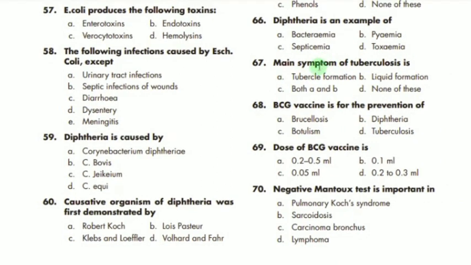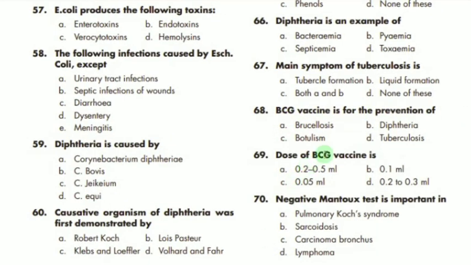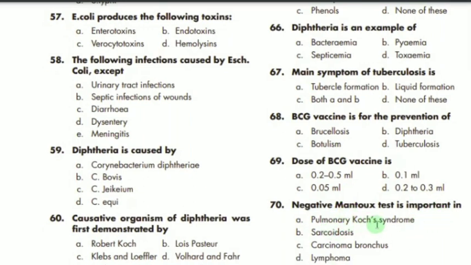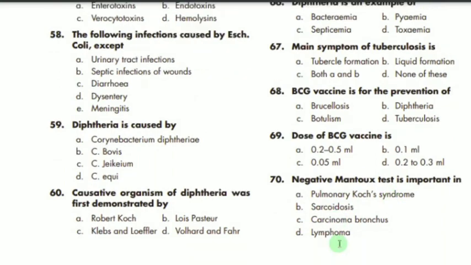67 MCQ says that the main symptom of tuberculosis is tubercle formation. A is the correct option. 68 MCQ says that the BCG vaccine is for the prevention of tuberculosis. The dose of the BCG vaccine should be 0.1 ml. B is the correct option. Negative Mantoux test is important for pulmonary Koch's syndrome. So A is the correct option.